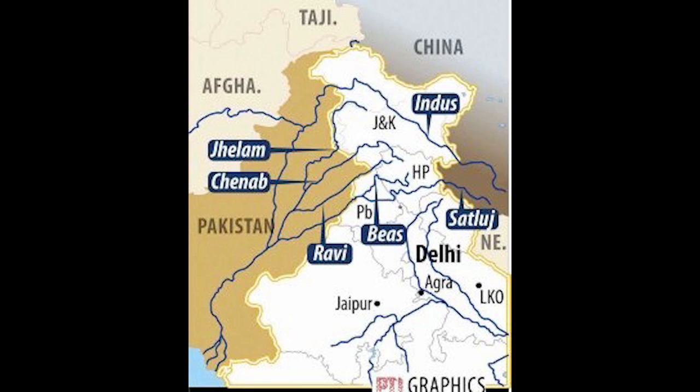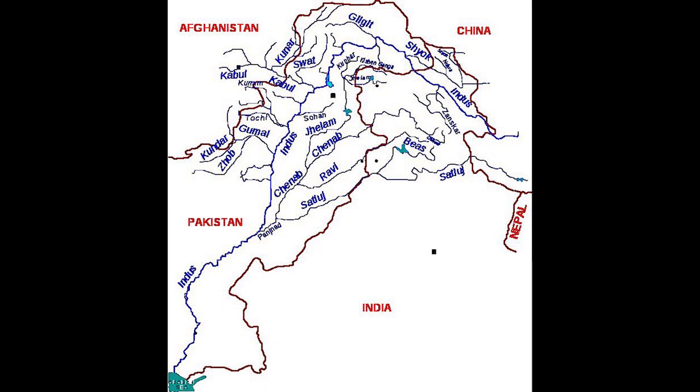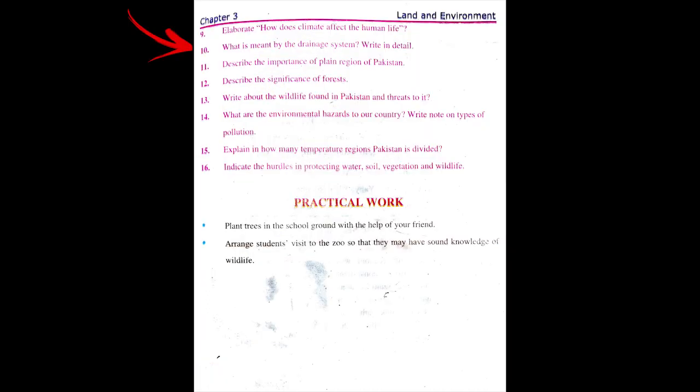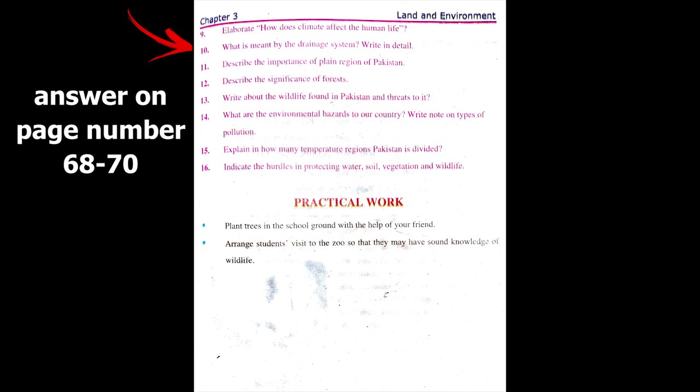The eastern tributaries include the rivers Jhelum, Chenab, Ravi, and Sutlej. They join the river Indus in the province of Punjab, and the western tributaries include rivers Panjkora, Swat, Kabul, Kurram, and Tochi. You can easily write this answer from your book, pages 68, 69, and 70. I hope the map is helping you in understanding the river system of Pakistan.